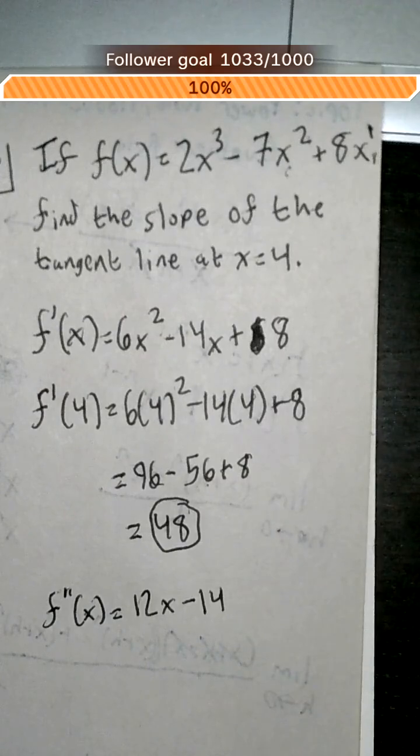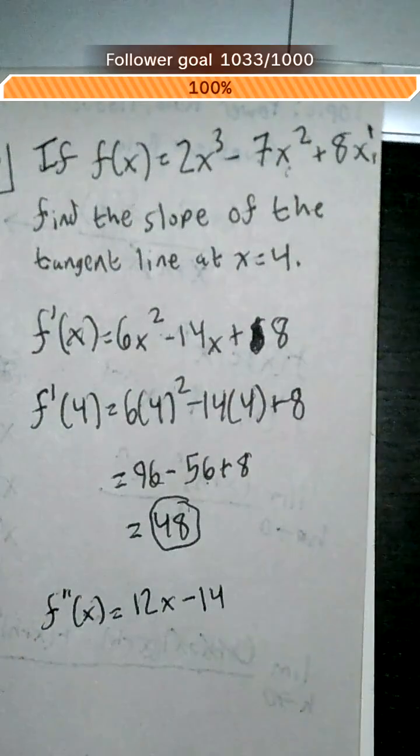Tangent also gives velocity. That's right. The original function is position. First derivative is velocity. Second derivative is acceleration.